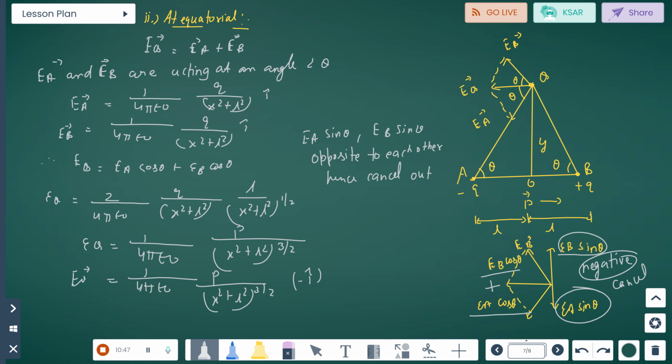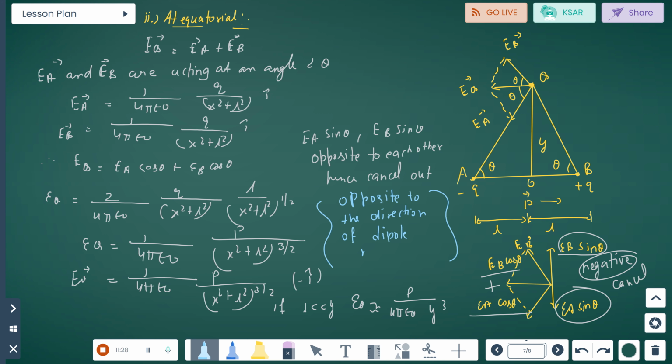Okay, so if L is less than y, then we have E approximately P by 4 pi epsilon naught y cube. Okay, the direction of electric field intensity at a point on the equatorial line due to a dipole is parallel and opposite to the direction of the dipole moment.